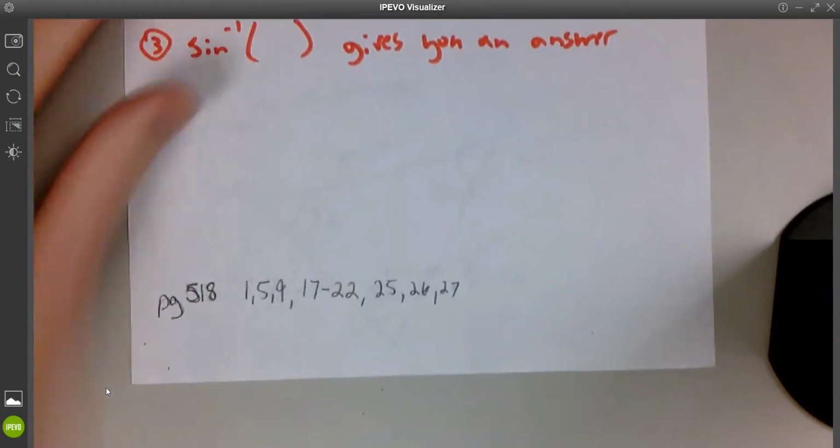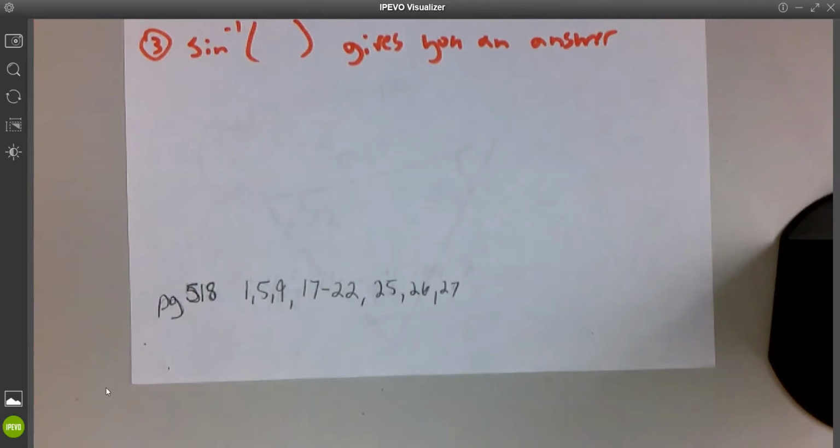Here's the rest of your stamp. You guys already did some problems from the law of sines, but I omitted all the ambiguous case ones. Well, now I'm bringing them back with some word problems. So page 518, 1, 5, and 9, 17 through 22 all, 25, 26, 27. I will stamp this on Thursday or Friday. So get all your questions ready, try them all out, and then you'll get those stamps.